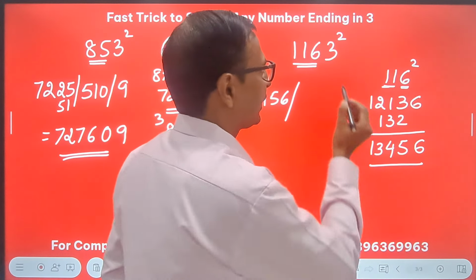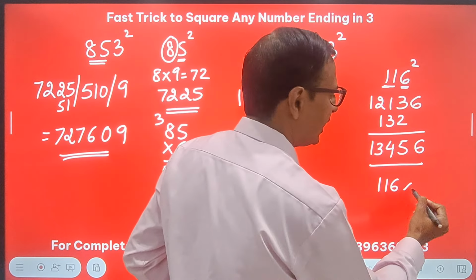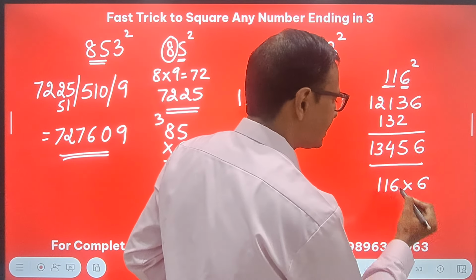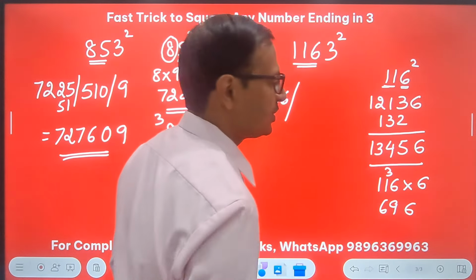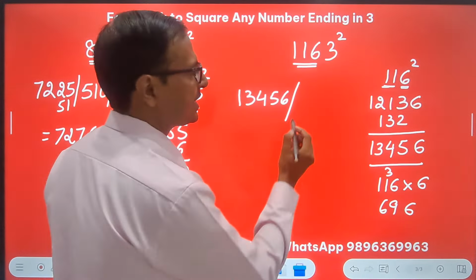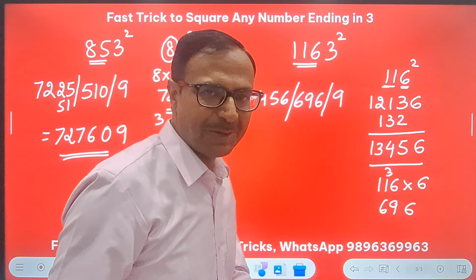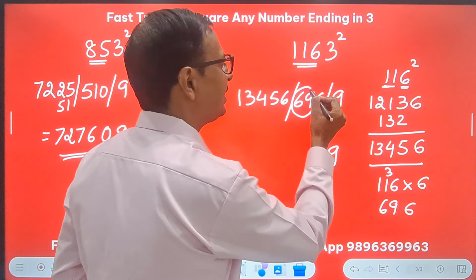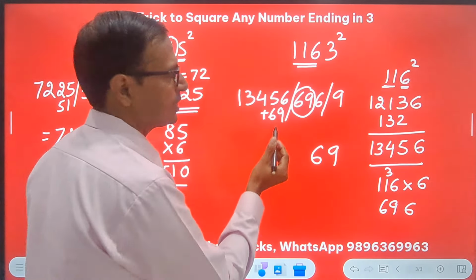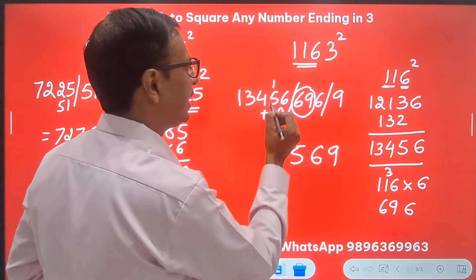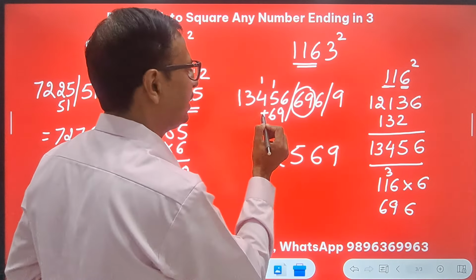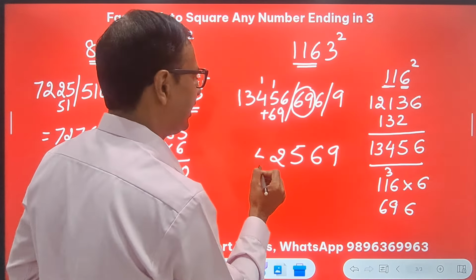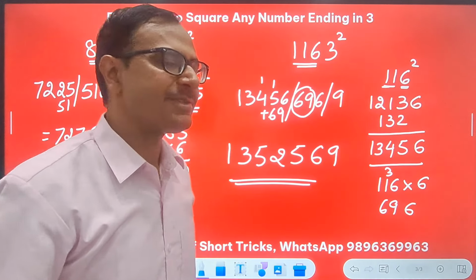Now how about the second part? This 116 is to be multiplied by 6. So 6 6s are 36. So 9 and a 6. So we have 696 as the second part, and the third part obviously is the 9, because the number ends in 3, the square will end in 9. Start writing from the unit digit 9, 6, and what happens to the 69? It gets added here. So this becomes 15, 5, 1 carry, 12, 2, 1 carry, then we have the 5 and the 3 and the 1. So 1, 3, 5, 2, 5, 6, 9 is the required answer.